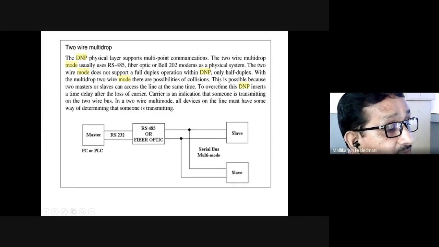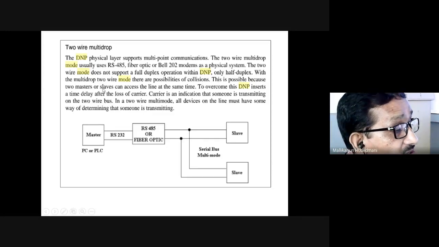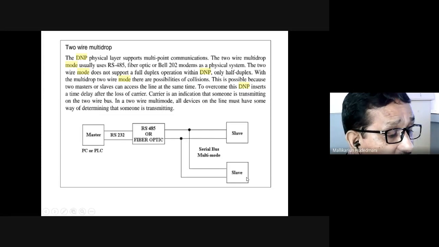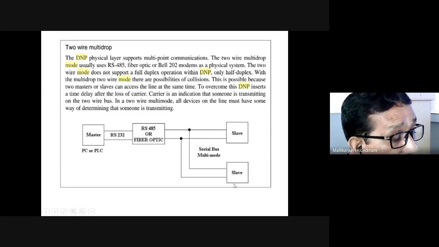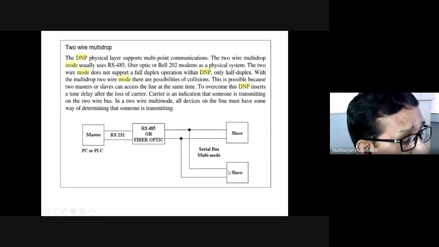This is possible because two masters or two slaves can access the line at the same time. The same thing: when a master is trying to communicate with multiple devices, multiple devices can respond by mistake, by chance, like this.